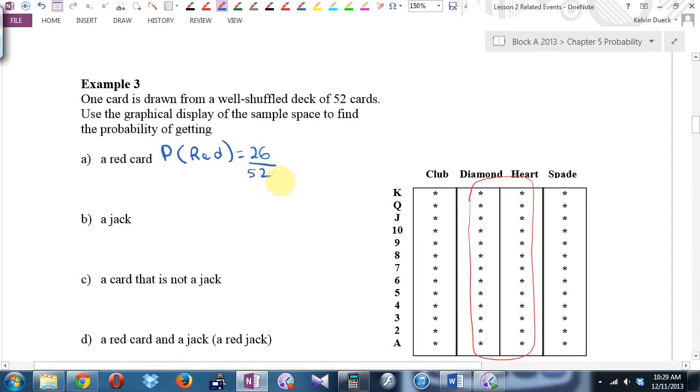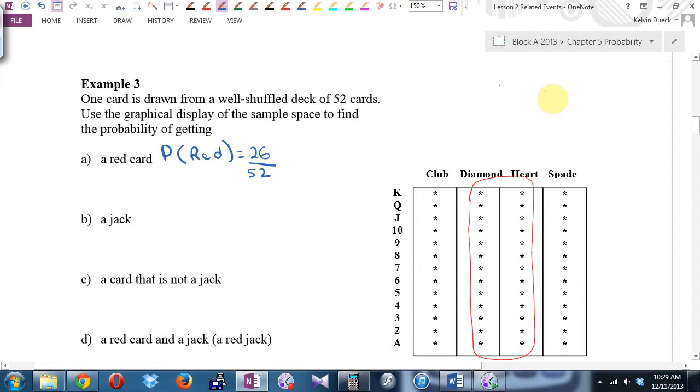By the way, I know that reduces to 1/2. I'll reduce at the end if I have to, but for now, this is telling me, hey, you got 26 successes out of 52 outcomes. Brooke, what are the odds? The odds would be 26 reds to 26 blacks, and that would reduce to 1-to-1. What we call 50-50 in slang. Okay?